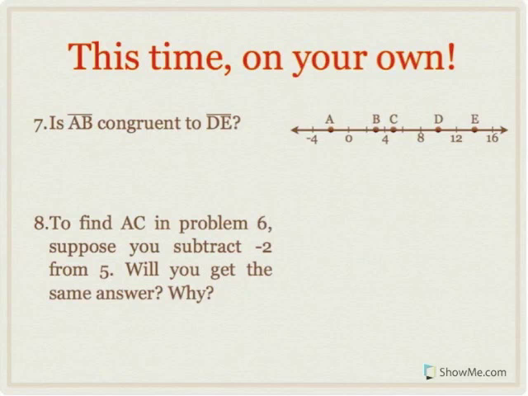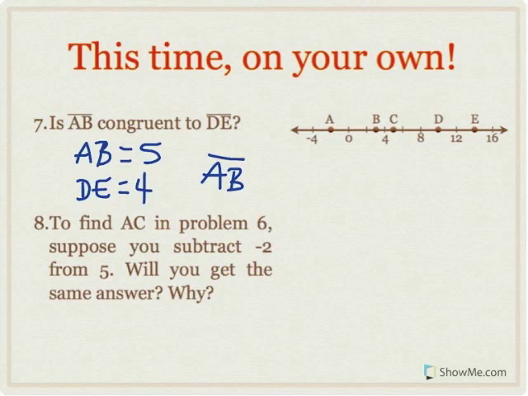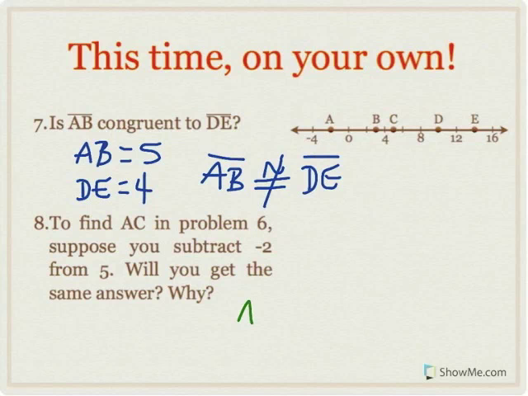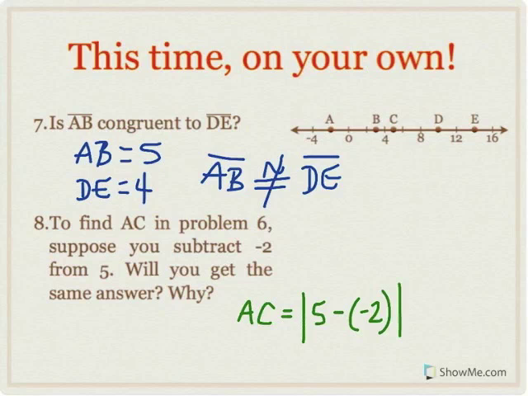So you have your answers? We know that segment AB is not congruent to segment DE. The fact of the matter is, it doesn't matter which order you subtract the numbers in. Because of the absolute value, the answer will never be negative. So you will still come up with a length of 7.